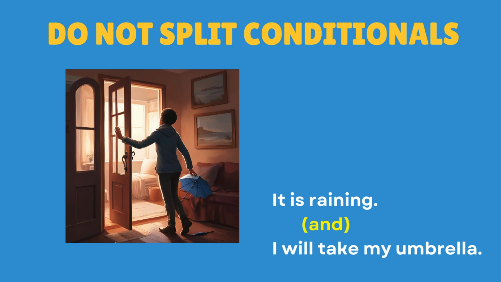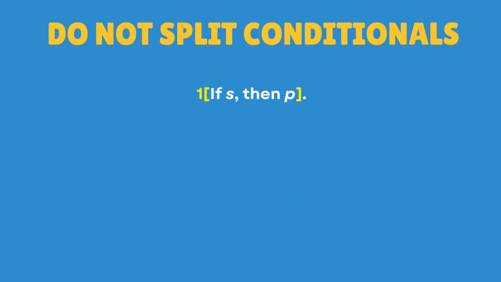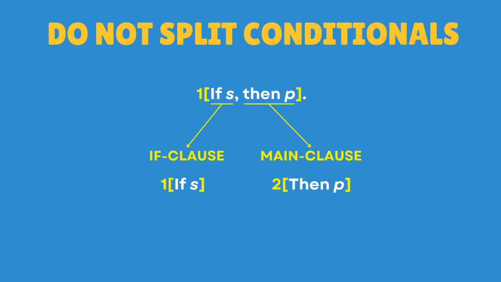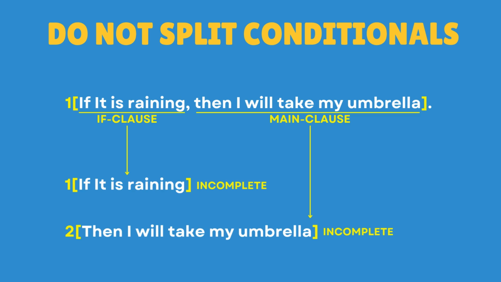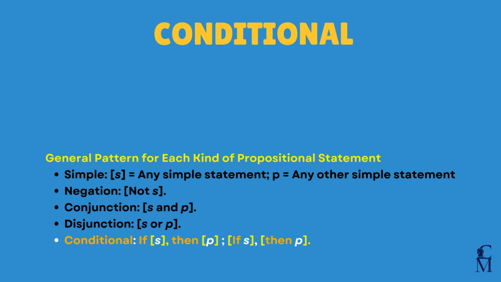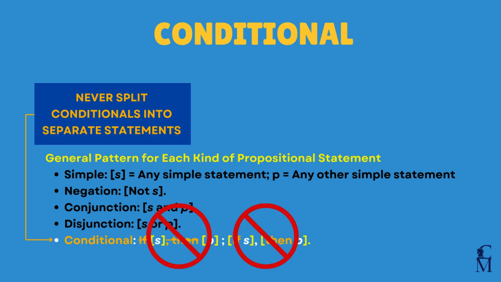Also note that you cannot split the 2 clauses of a conditional statement, the if clause and the main clause, into 2 separate statements because the result will be 2 incomplete statements. For example, if you did so with the conditional statement, "if it is raining, then I will take my umbrella," the result would be the 2 incomplete statements: "if it is raining," and "then I will take my umbrella." So, like disjunctions, never split a conditional statement into its parts as 2 separate statements when identifying the statements of an argument.